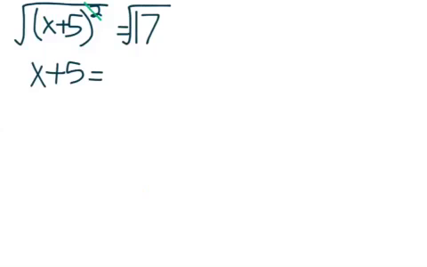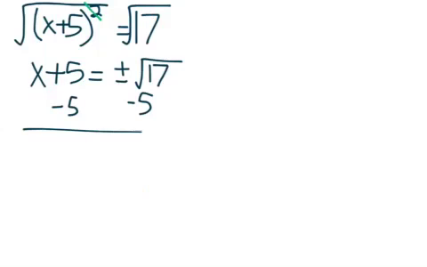I bring down my equal sign. I took the square root of 17, but that could give me a positive and it can give me a negative value. So I write plus or minus root 17. Now, what's left bothering x? The plus 5. So to get rid of it, I subtract 5 from both sides. That's going to cancel out, and I'll bring down the x. And now I write this with the negative 5 first. So I'll write minus 5, and then I'll bring down the plus or minus root 17.